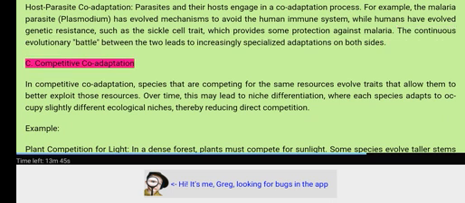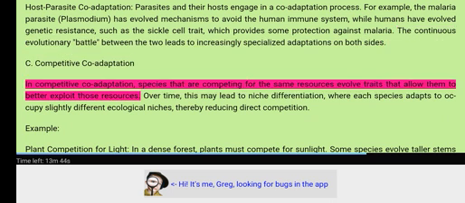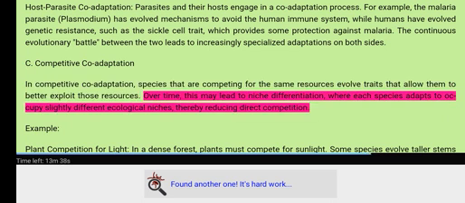C. Competitive co-adaptation. In competitive co-adaptation, species that are competing for the same resources evolve traits that allow them to better exploit those resources. Over time, this may lead to niche differentiation, where each species adapts to occupy slightly different ecological niches, thereby reducing direct competition.